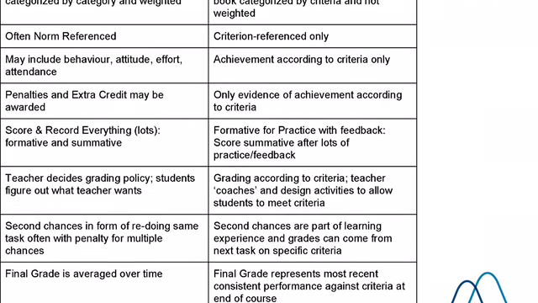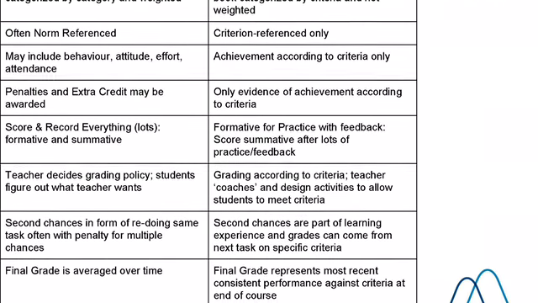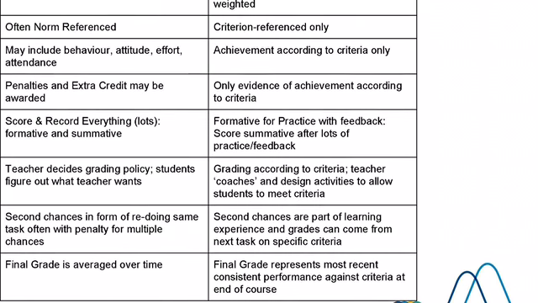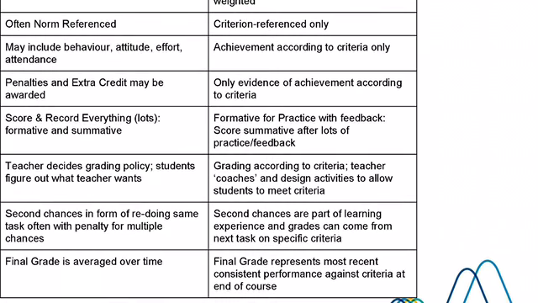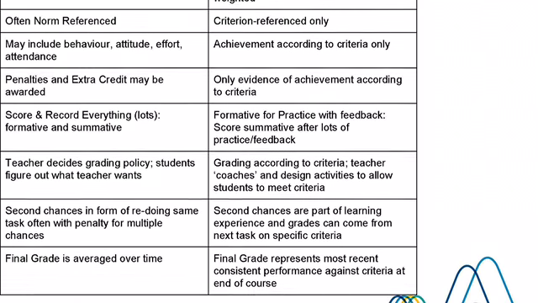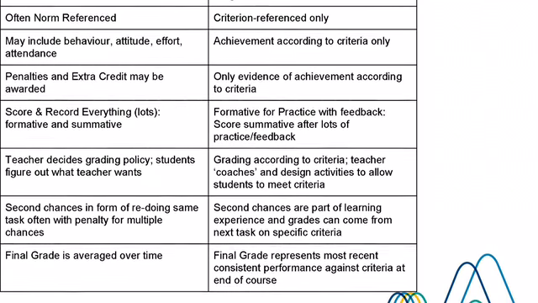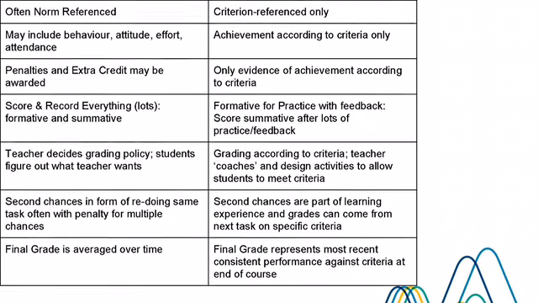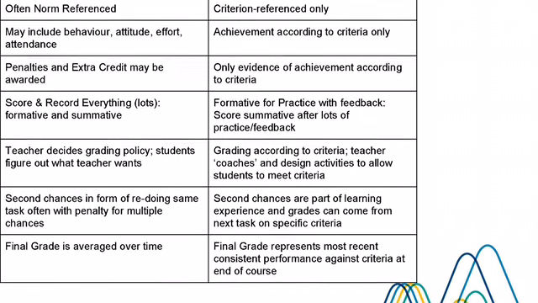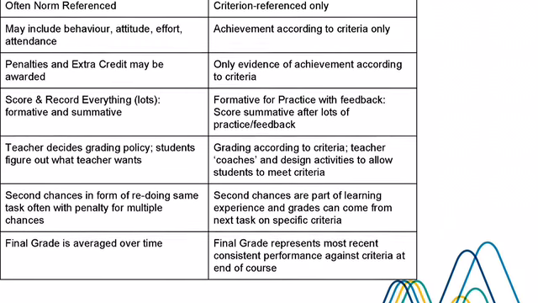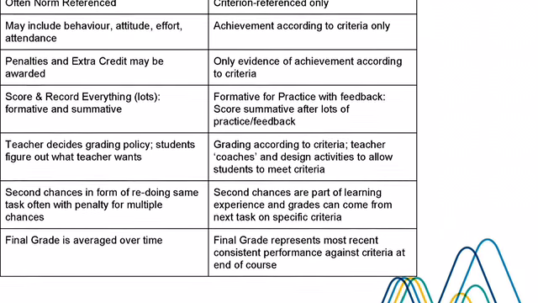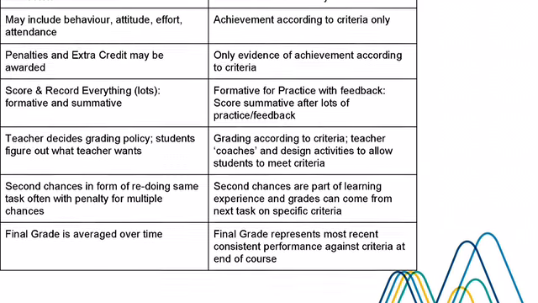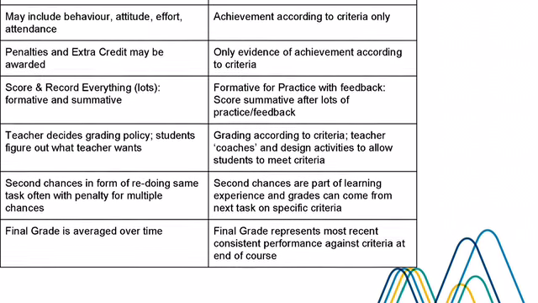And I think the last point's really important on this chart: in traditional grading, the final grade is averaged over time. So it's percentages, it's averaged, that's what the student gets. Criterion-related grading is the final grade represents the most recent, consistent performance against criterion at the end of the course. So we're really looking for the most recent and most consistent from our students, right? We want them to get the feedback, be able to apply the feedback and improve, and we want to see that progression from them. So it's always going to be the most recent and most consistent, not an average over the year.